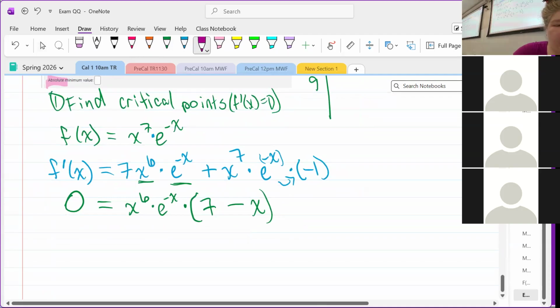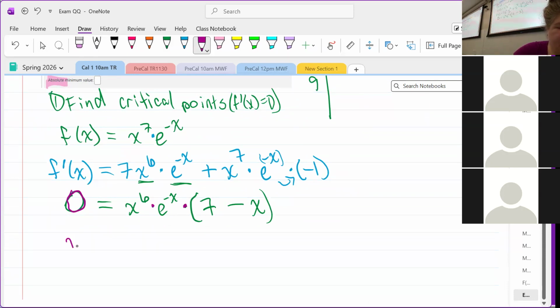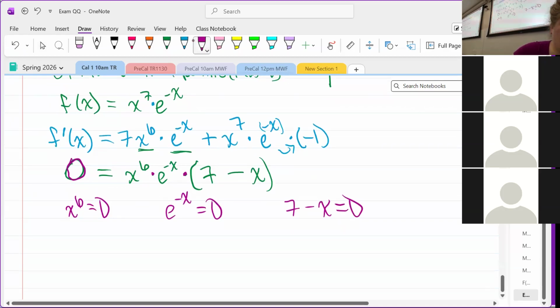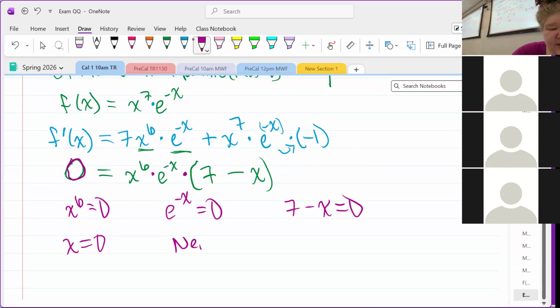Now, when we've got a whole bunch of things being multiplied that are equal to 0, I can split the product and set each piece equal to 0. So I have x to the sixth could equal 0, e to the negative x could equal 0, and 7 minus x could equal 0. Well, x to the sixth is only 0 when x is 0. E to the negative x never equals 0.